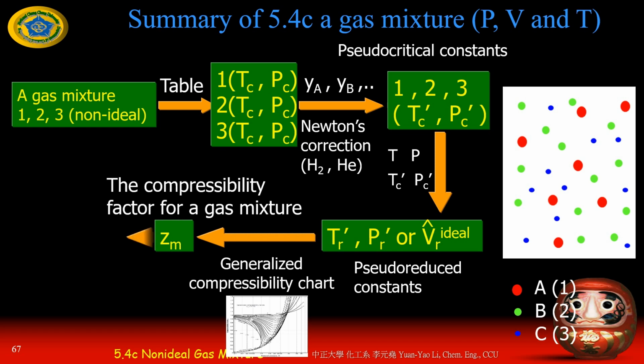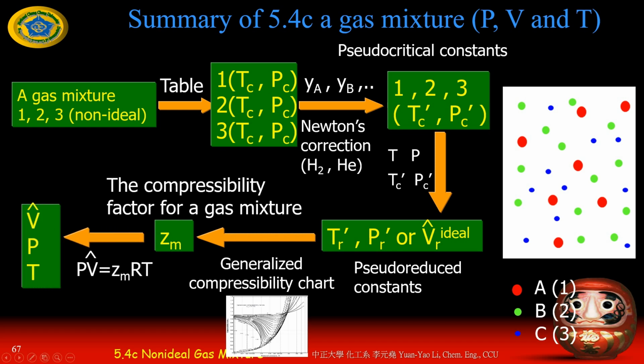Once you have Z_M, you go back to the compressibility factor equation of state. So you have PV equal to Z_M nRT. You have Z_M, and if you have pressure and temperature, you can get volume. If you have volume and temperature, you can get pressure. So you can get 1 out of these 3. This is the summary of treating a gas mixture using a compressibility factor, or what we call Kay's rule.